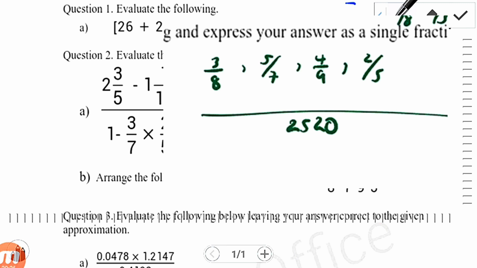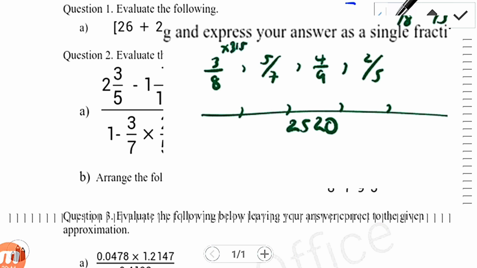Okay, so just like how you would simplify a regular addition or subtraction of fractions, that's the same way we're going to be doing it, except that we're not going to be adding or subtracting. We're just going to be bringing down our commas. This will allow us to see the fractions from a whole number perspective. So when I went ahead and said 8 into 2520, I ended up with 315 times.